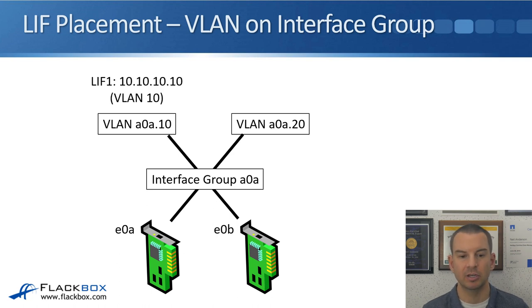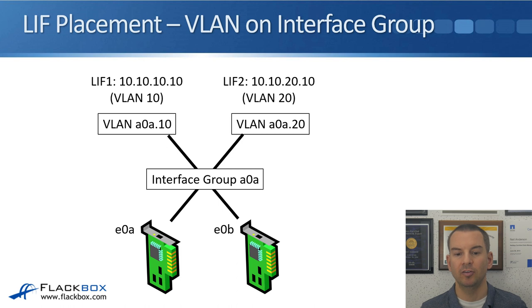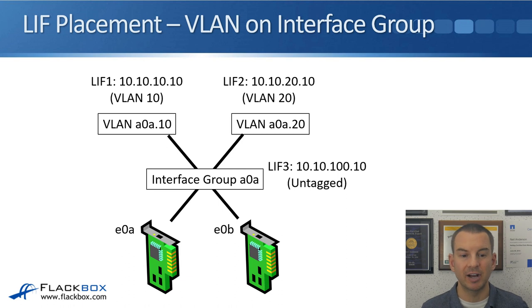In this situation, we can put a LIF onto the VLAN interface. So we could have a LIF on VLAN 10. We can also put a LIF on VLAN 20 interface. We can also assign a LIF to the underlying interface group. And again, here it's similar to the last example.